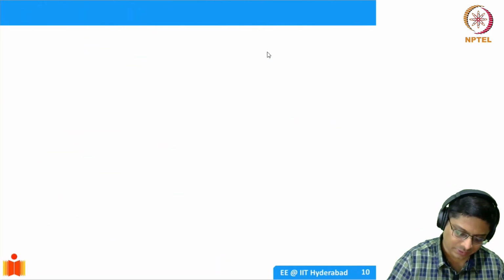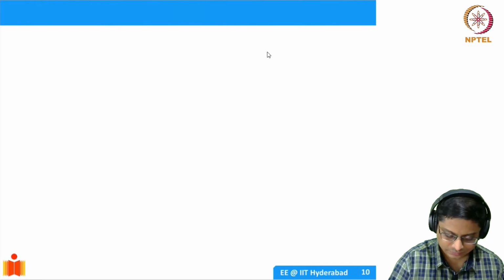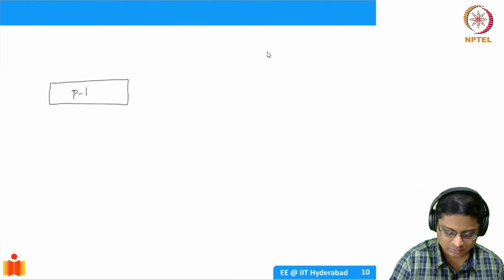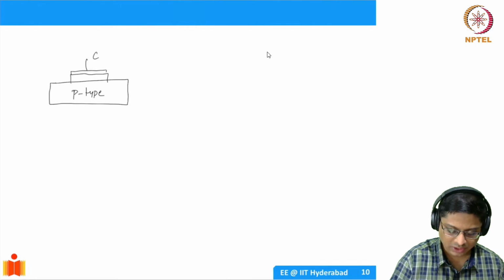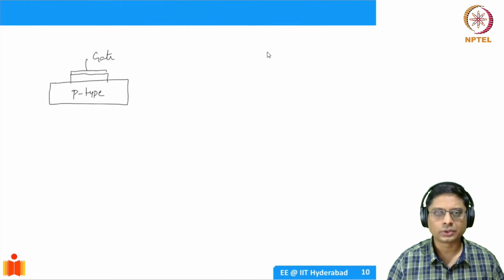So far what we looked at was, if you consider a p-type substrate, and then I'll have an oxide, and then I'll have a metal. So this I'll call a gate. Essentially the gate voltage is controlling the type of carriers. That's why we call it a gate.